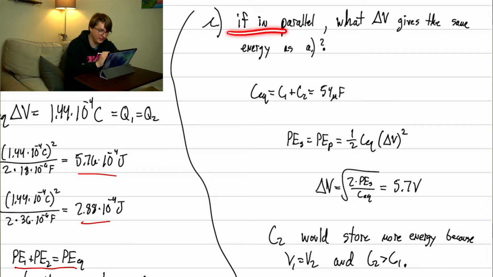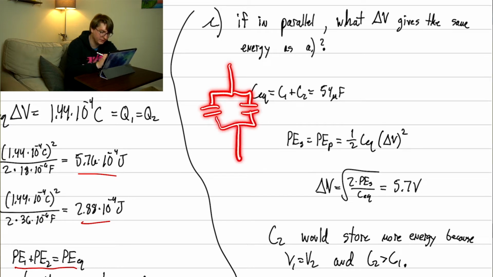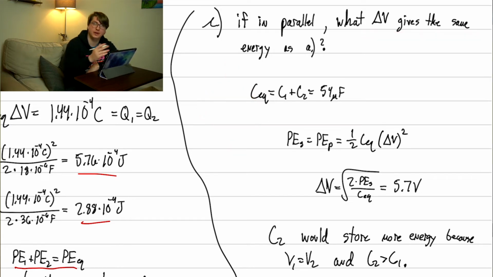We'll ask, now this circuit was in parallel, so instead the capacitors look like this, they're in parallel to each other. Which voltage gives the same energy as in A?